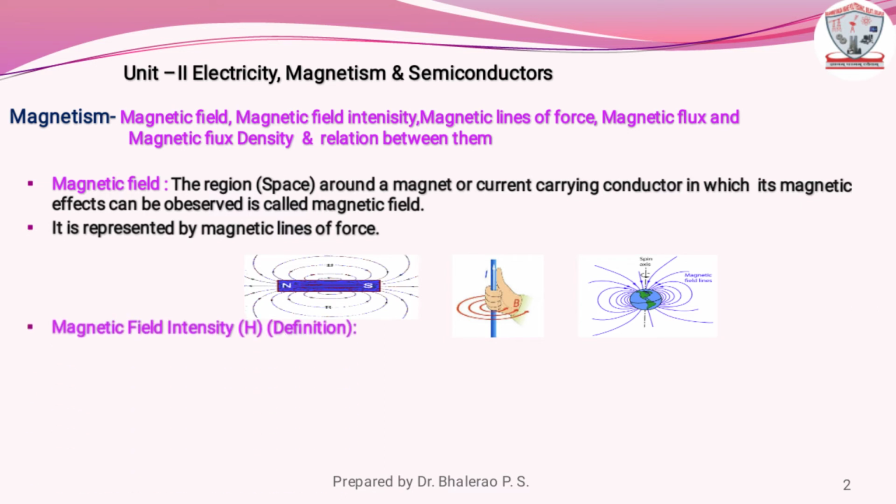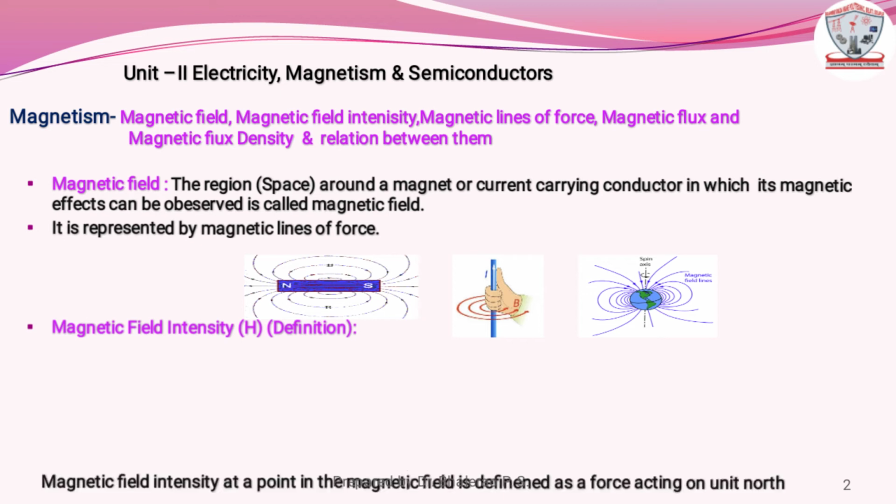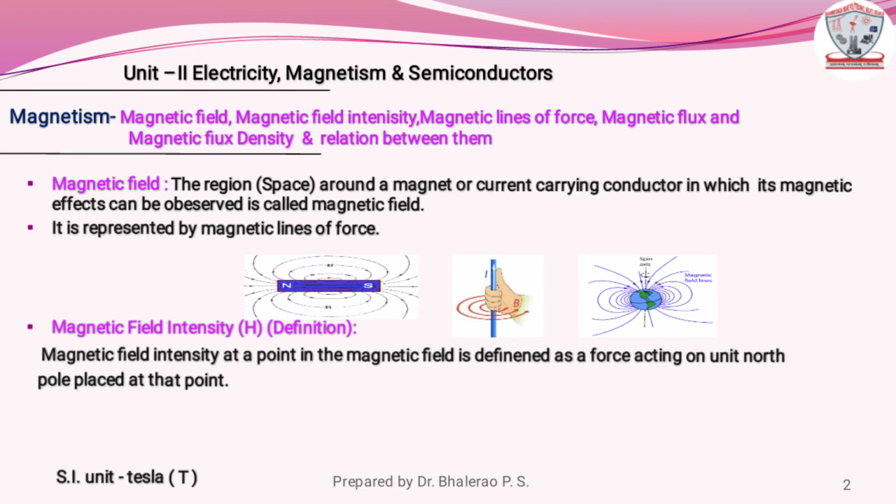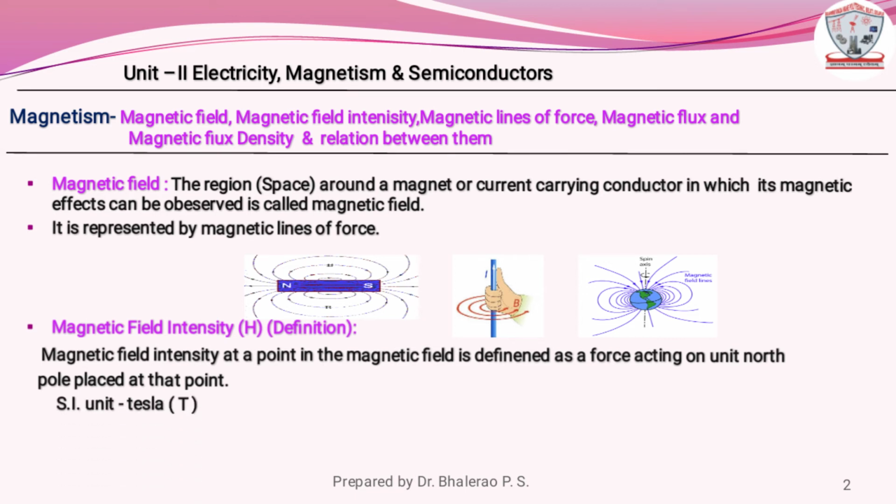Now the magnetic field intensity H definition. The magnetic field intensity at a point in the magnetic field is defined as the force acting on a unit north pole placed at that point. The SI unit is Tesla. Symbol for that is capital T.